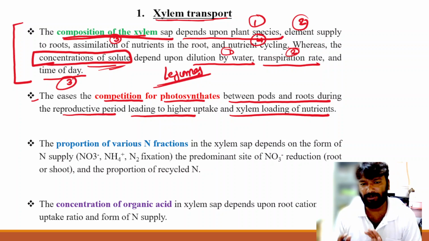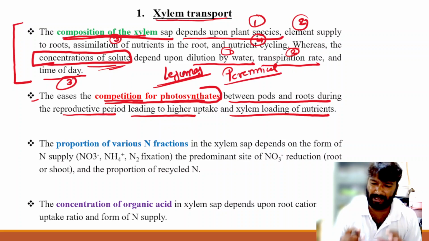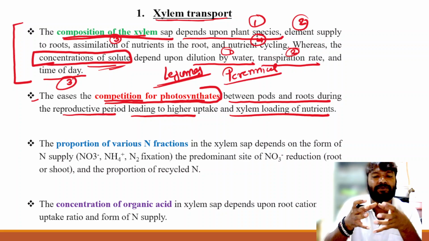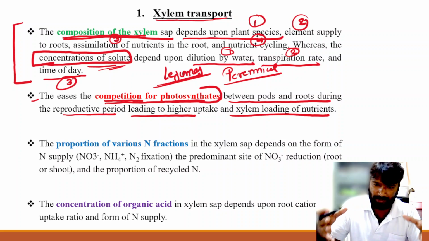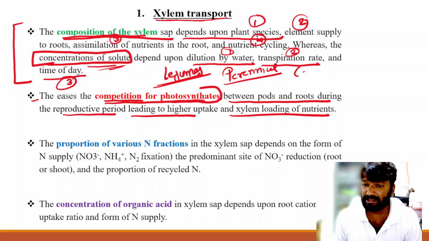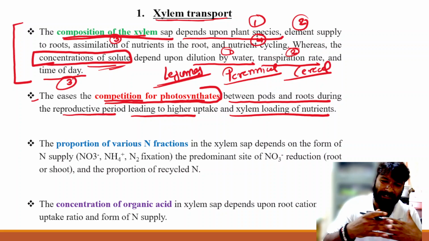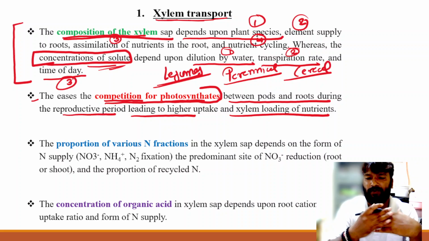Means in the legumes there is a competition for the photosynthesis, or you can say for the biennial or the perennial species. Both vegetative and reproductive phase come together, so there is a competition for the photosynthesis, but not the case in the cereal crop, because the reproductive phase comes generally after the vegetative phase.